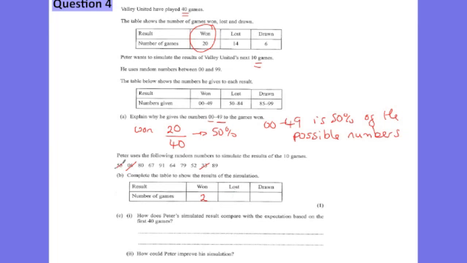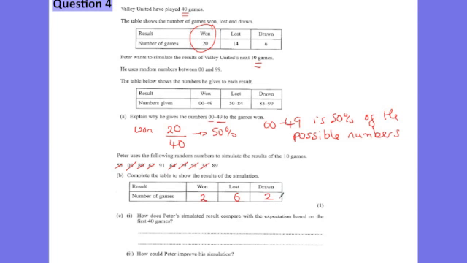Lost, we have 55, 80, 67, 64, 79, and 52. Altogether, 6 numbers. And our remaining 2 numbers here are in this column for drawn.